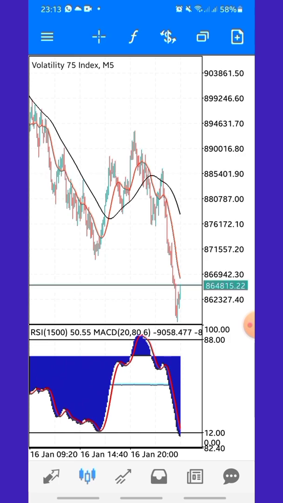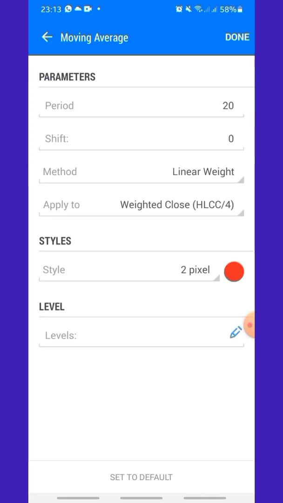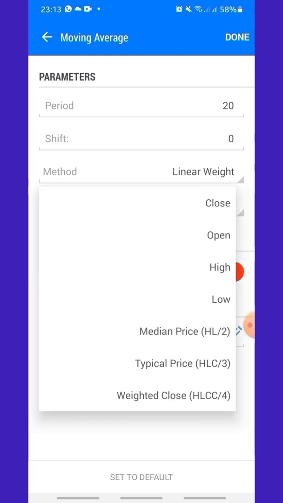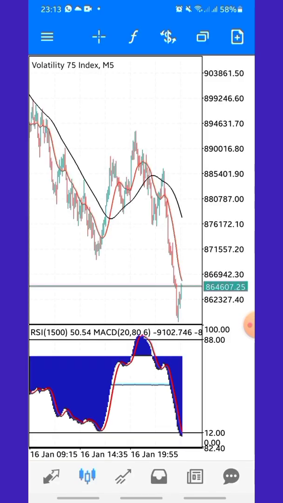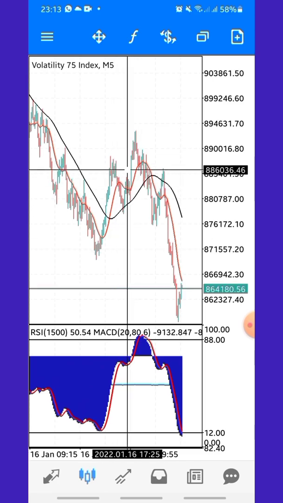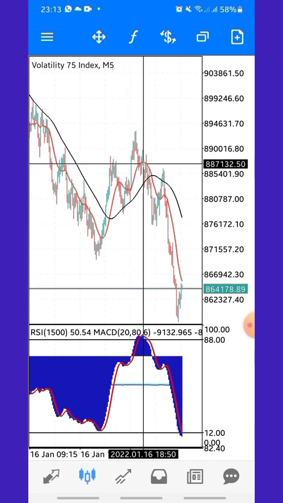So firstly, I'm having two indicators on my main chart. I have the moving average period 20, shift zero, method linear weighted, apply to close, that is 2 pixel and no levels. When you're done with this, you just click on done. The color is red, so just apply the red moving average on your main chart.